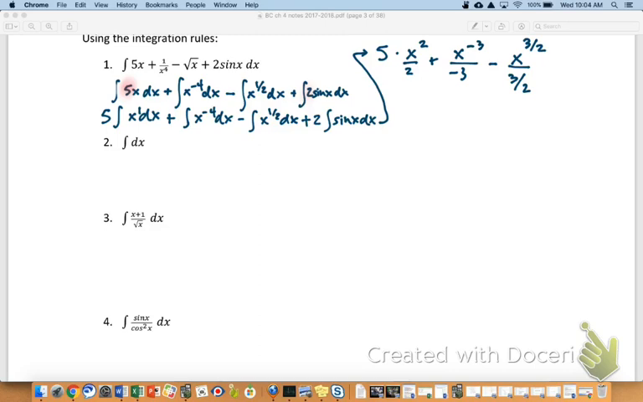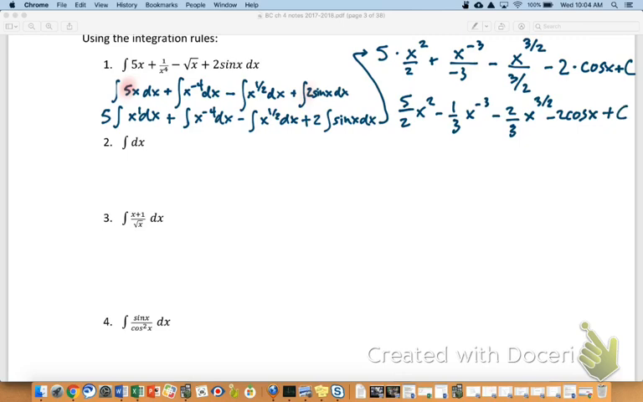And then lastly, the antiderivative of sine is negative cosine. So I'd write this maybe as minus 2 times cosine of x. And we would want to remember to have our plus c in there, that constant of integration. I'd clean this up a little bit for a final answer, like maybe 5/2 x squared minus 1/3 x to the negative 3 minus 2/3 x to the 3/2 minus 2 cosine of x plus c. It's a little more presentable. They're both correct. You can go either way there.